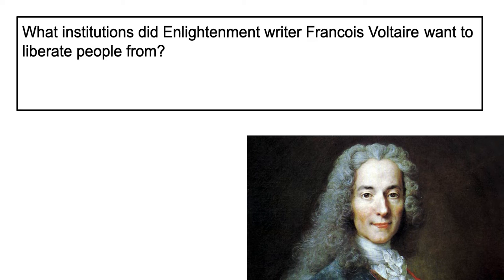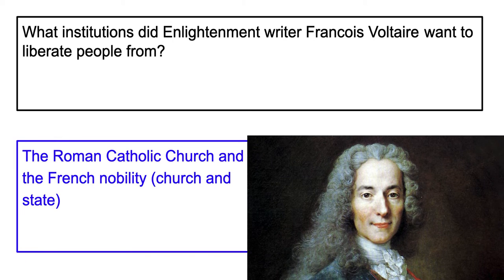But Francois Voltaire. Voltaire wanted to liberate people from the Roman Catholic Church. Now, why the Roman Catholic Church? Because he was French. Remember, all these countries had their own church that was the church. And for the French, it was the Roman Catholic Church. Yeah, he wanted to do that because of freedom of church, freedom of religion. It's very important to him.